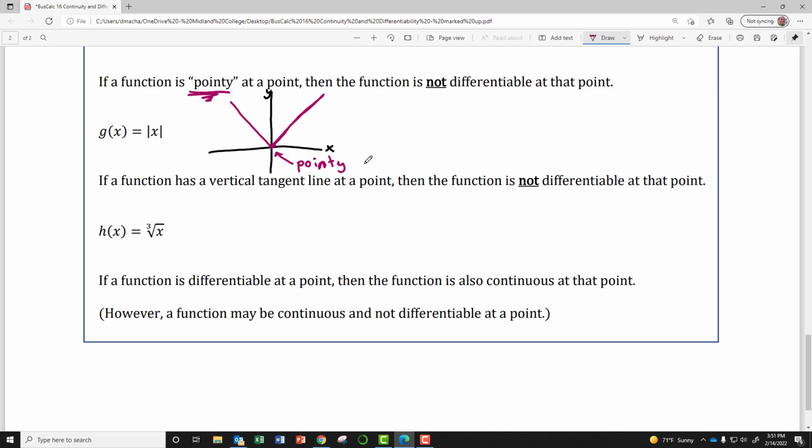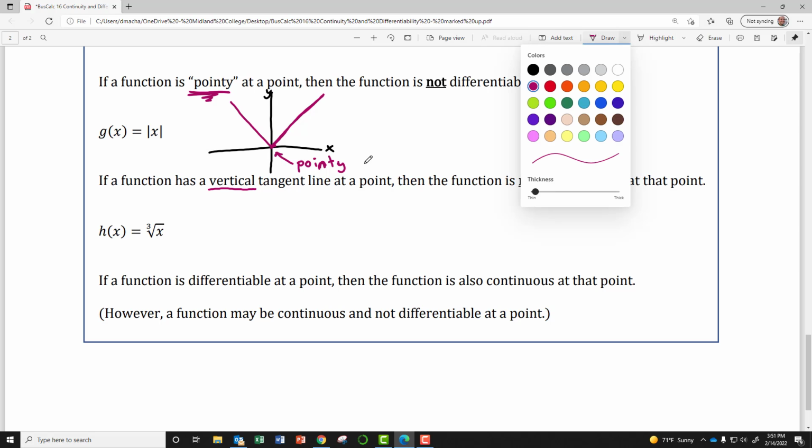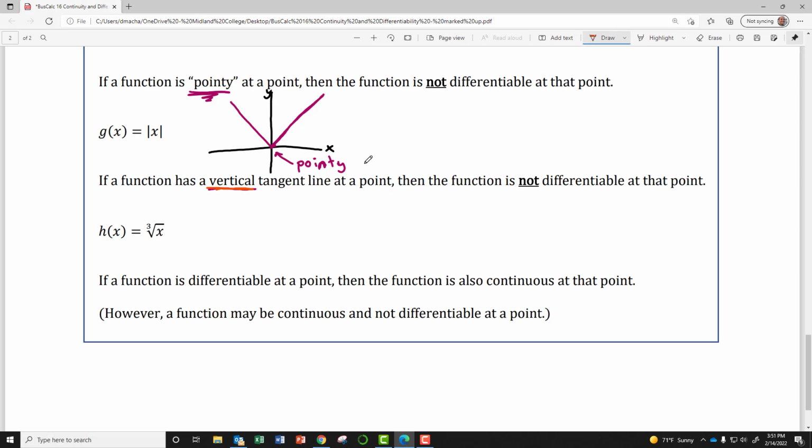Okay, and then if a function has a vertical tangent line at a point, then we say the function is, again, not differentiable at that point. So let's consider this function, which is cube root of x, and think about what happens to it when x is equal to 0. When x is equal to 0, the value of the function is well defined. The value of this function would be cube root of 0, which is just 0.